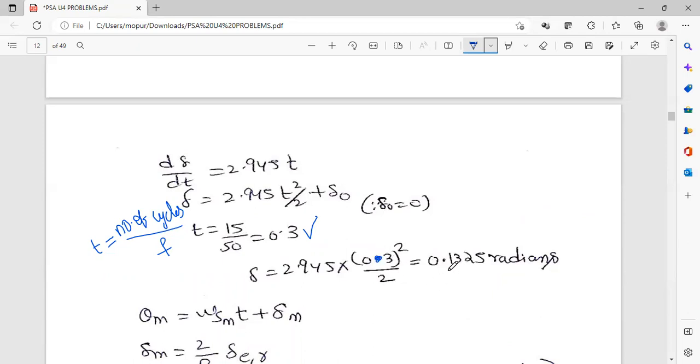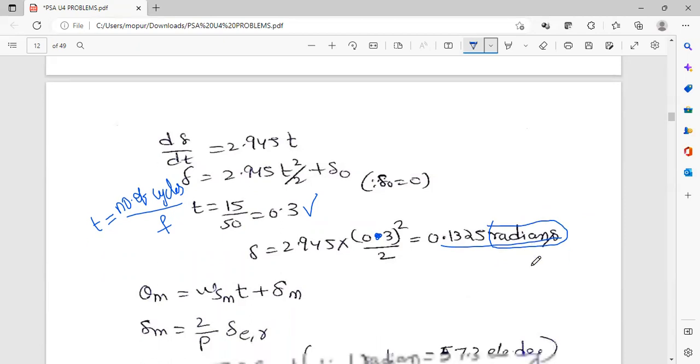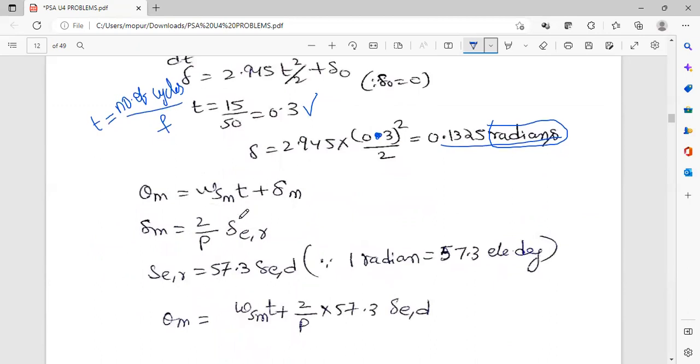0.3 whole square divided by 2. We got this delta in mechanical radians. You can understand this is mechanical radians. Now you should convert this into electrical radians and thereby convert this into electrical degrees. So this is mechanical radians and this is electrical radians.